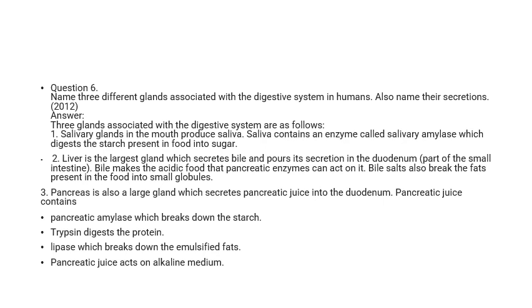Bile makes the acidic food alkaline so that pancreatic enzymes can act on it. These bile salts also break the fats present in the food into small globules. The third one is the pancreas. It secretes pancreatic juice into the duodenum. This pancreatic juice contains pancreatic amylase, which breaks down starch, trypsin, which digests protein, and lipase, which breaks down the emulsified fat. Pancreatic juice acts as an alkaline medium.